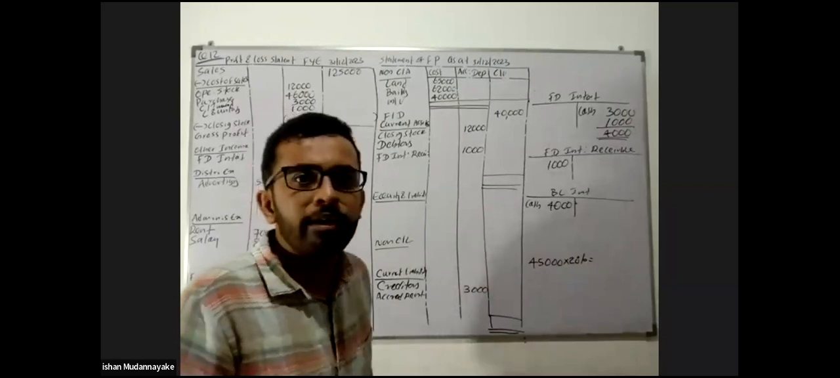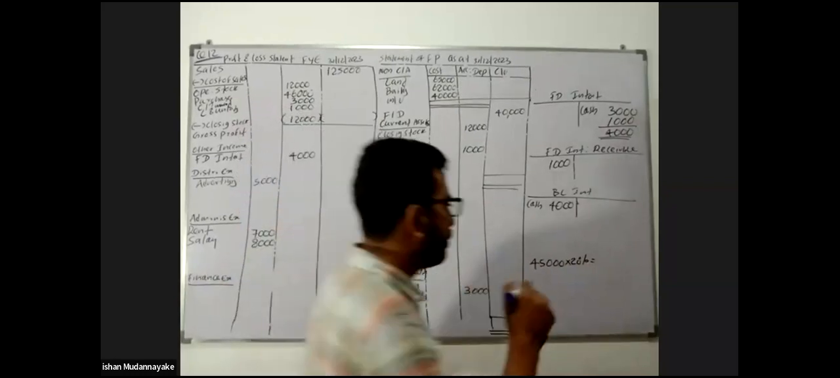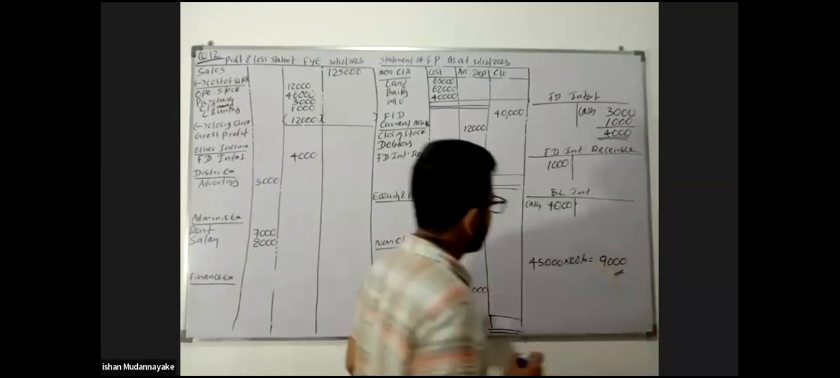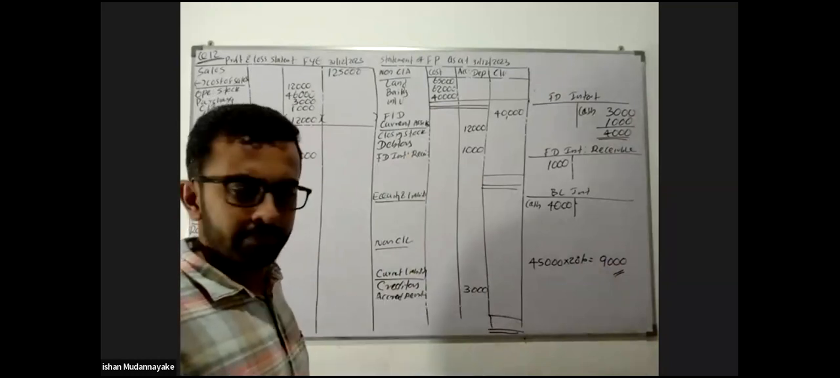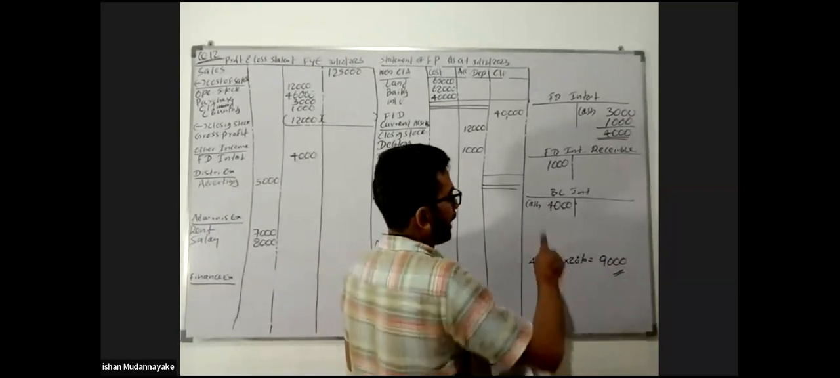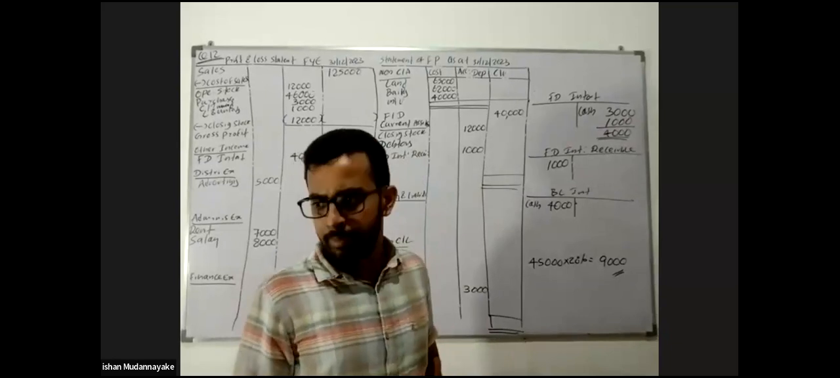How much? 9,000. Relevant bank loan interest for the period is 9,000. Out of that 9,000, 4,000 paid in cash. Balance 5,000 payable.